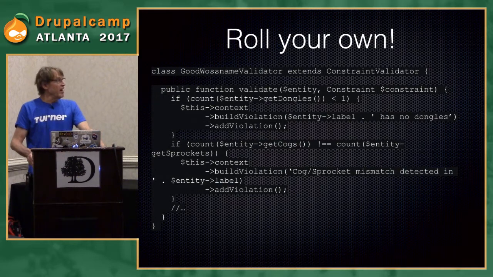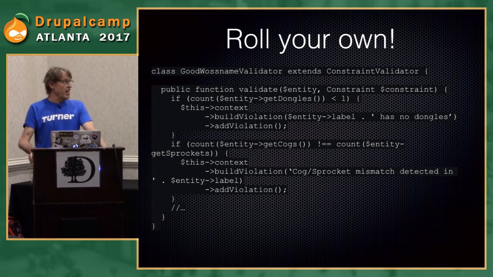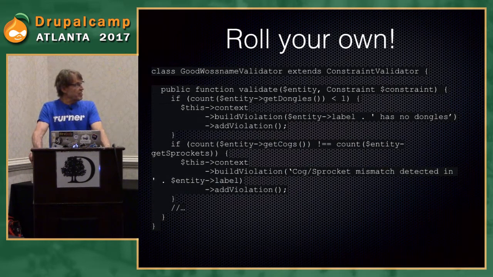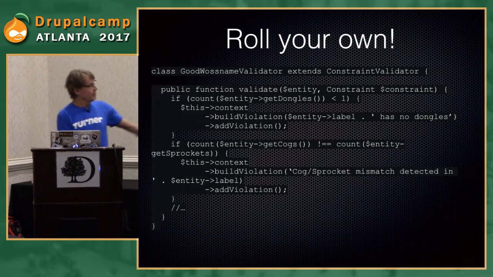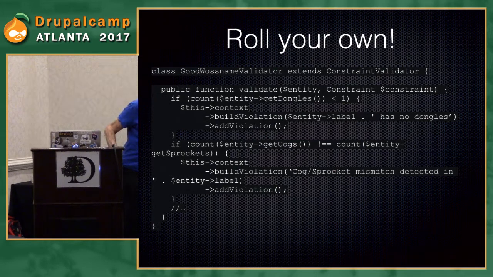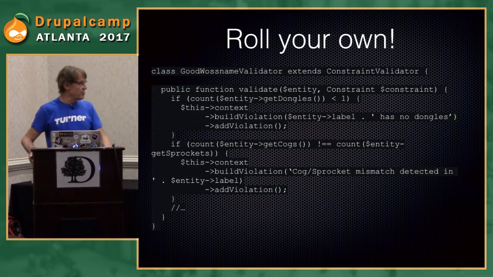So in this one, I've got an entity named wasName. I want to have a constraint called goodWasName to make sure that any wasName that I create is valid. A wasName, for our purposes, has to have at least one dongle and an equal number of cogs and sprockets. So I've got that in here. We've got just entity get dongles, entity get cogs, entity get sprockets, checks the values here.